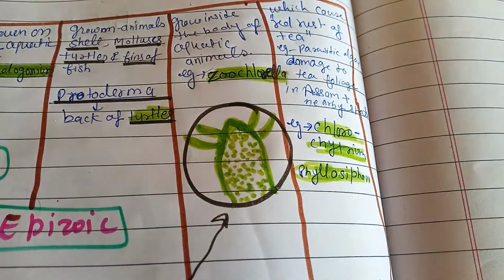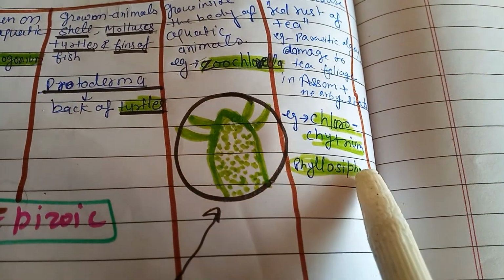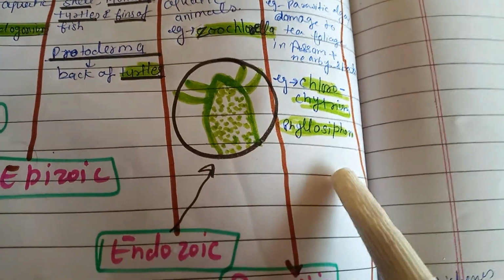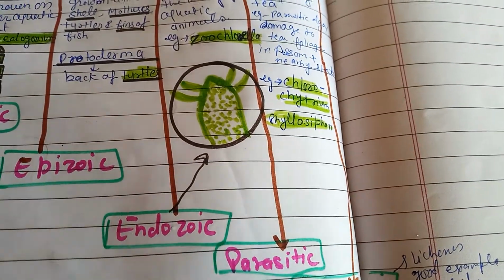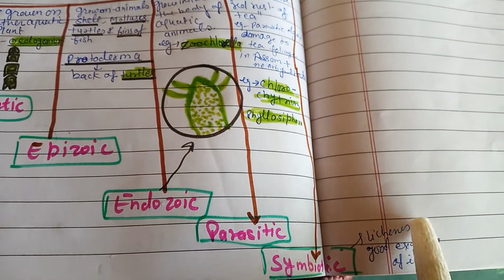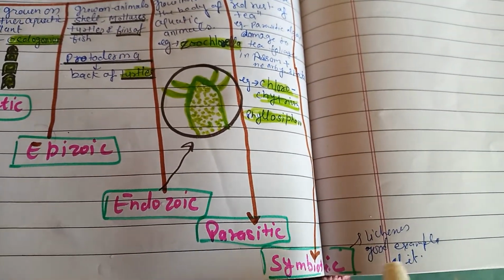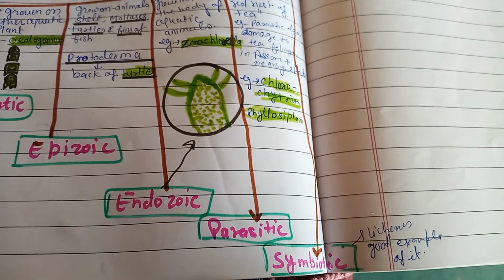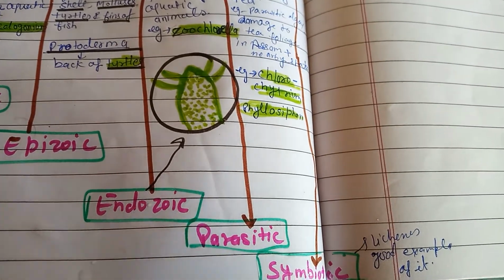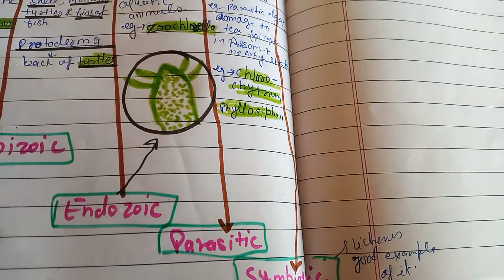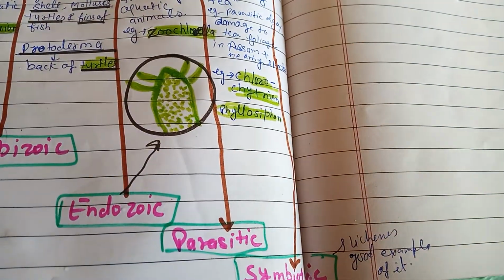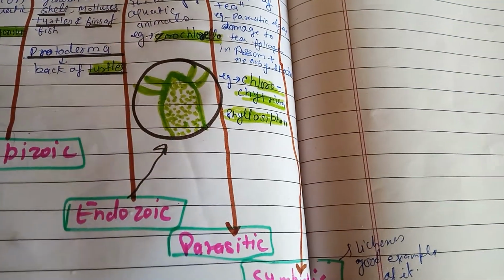Example is Cephaleuros. Polysiphonia are examples of parasitic algae. Last is symbiotic. Lichen is a good example of symbiotic relationship between algae and fungi. And symbionts grow in symbiotic relationship with fungi and other plants. Example, Chlorella.